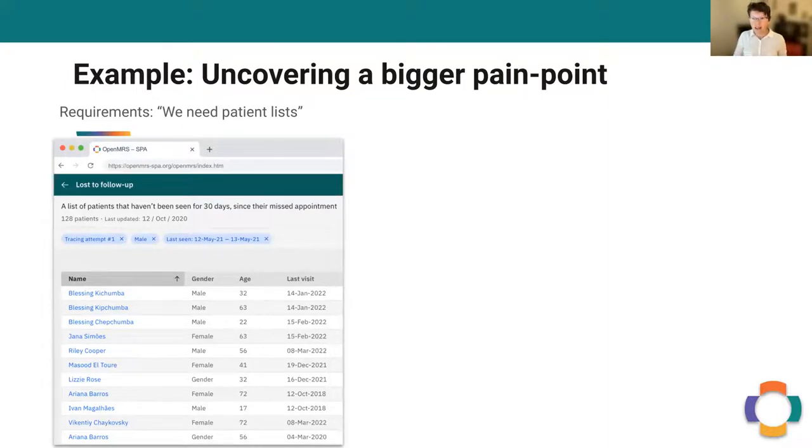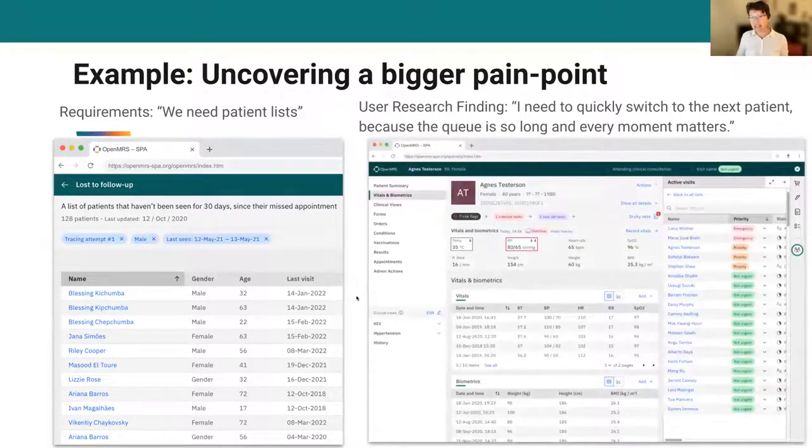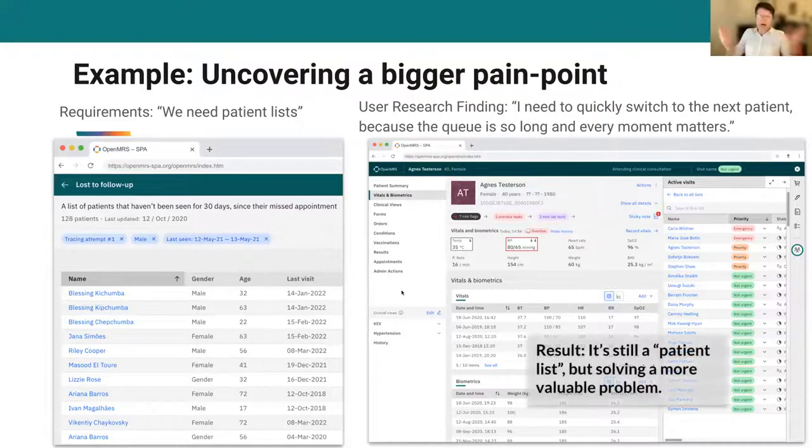Great. However, because we set aside time for user interviews and user testing, he kept noticing that users needed to quickly switch from patient to patient to patient, because often in the heat of the moment, when you're in that work environment, the queue outside your door is very long and every moment matters. And so without anyone asking for this specifically, he realized that it would be really helpful if clinicians had a side list they could quickly use to go to the next patient that they want to look at. And so this is still a patient list, but it's solving a more urgent, valuable problem day to day. And is a nice way of reusing the patient list work that he'd already done.